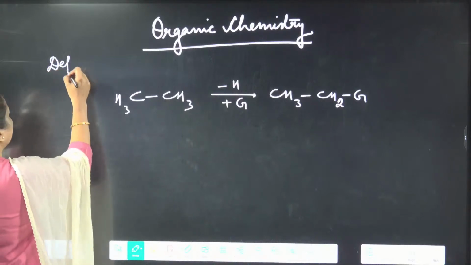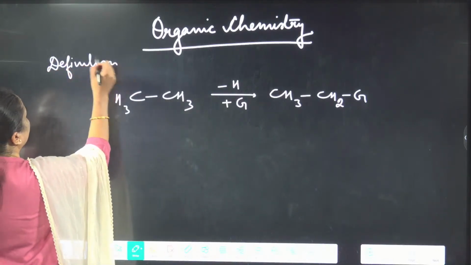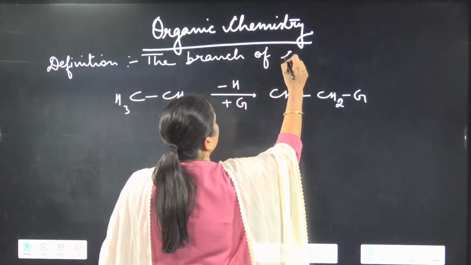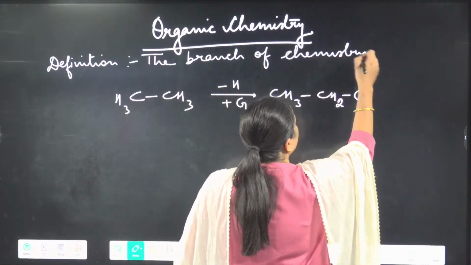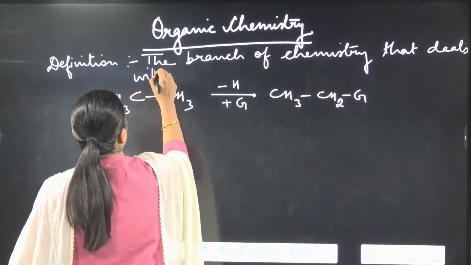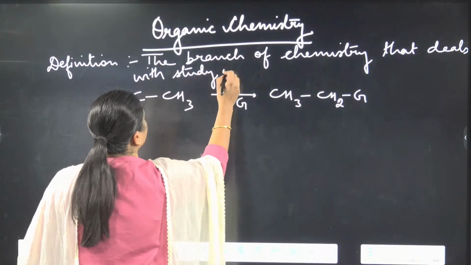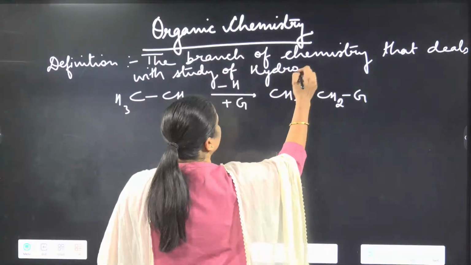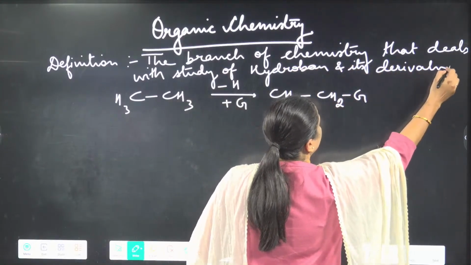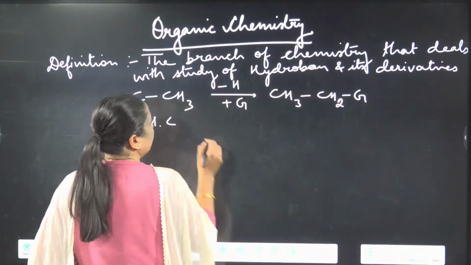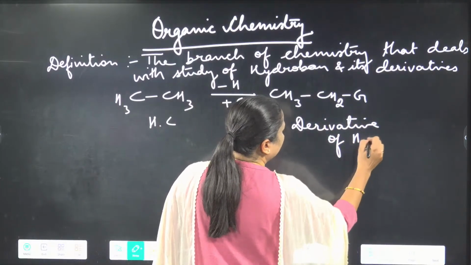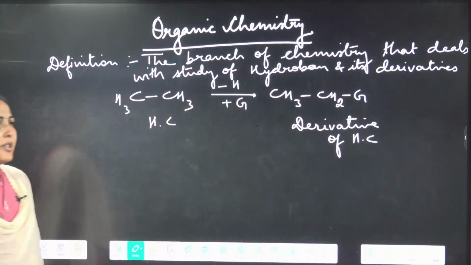The definition is: the branch of chemistry that deals with the study of hydrocarbon and its derivatives, right? So this is the hydrocarbon and this is the derivative of that hydrocarbon. It could be anything, like G could be X, it could be OH, it could be anything, right?